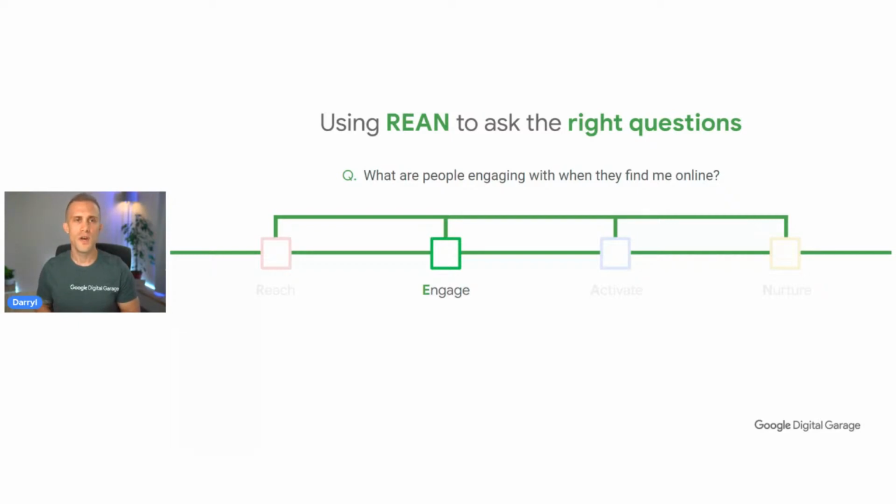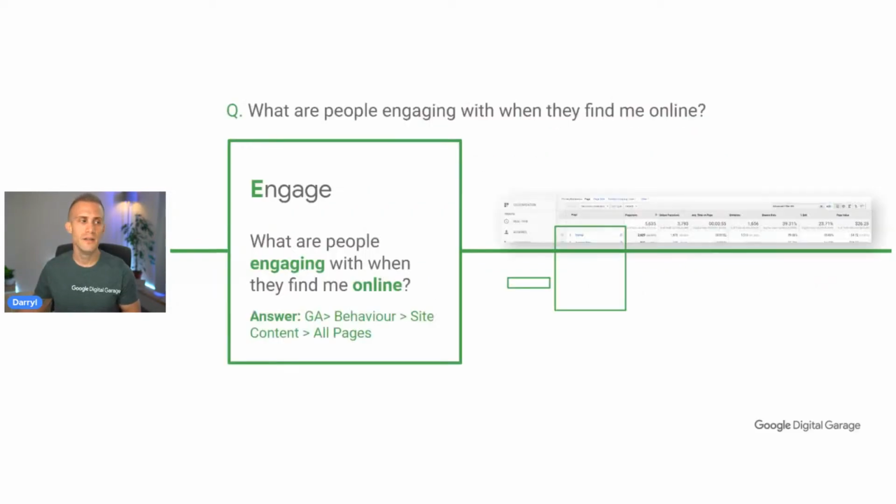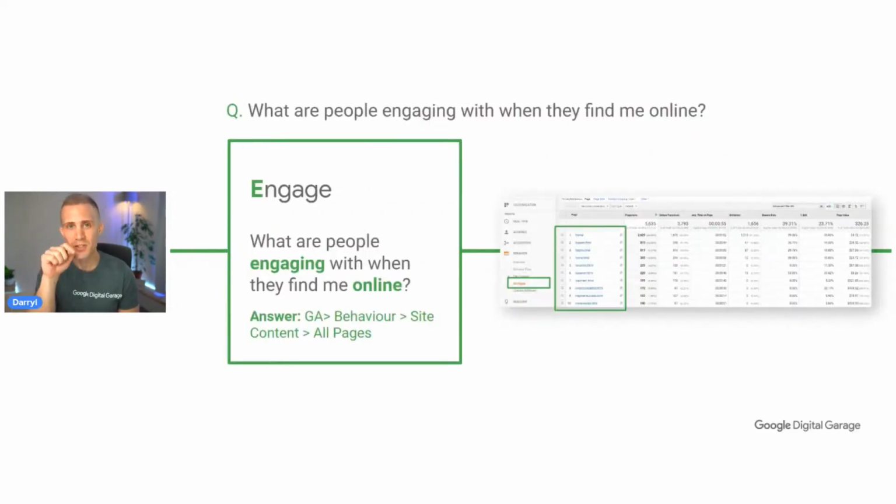So how do we answer this question? What are people engaging with once they find me online? Well, again, the cheat code is in green at the bottom. So you're going to go to Google Analytics. You're then going to click on the behavior tab. Then you're going to click onto the site content and then all pages.